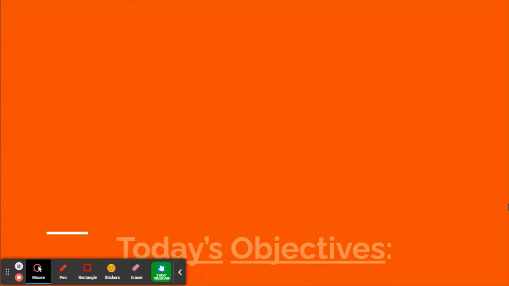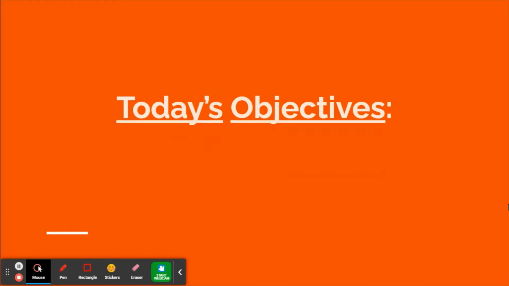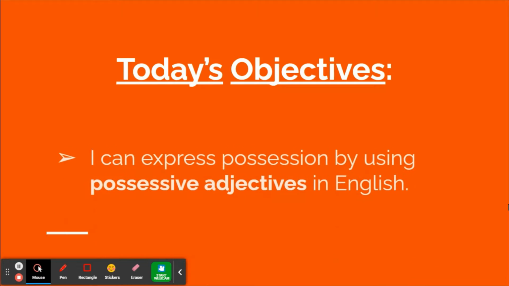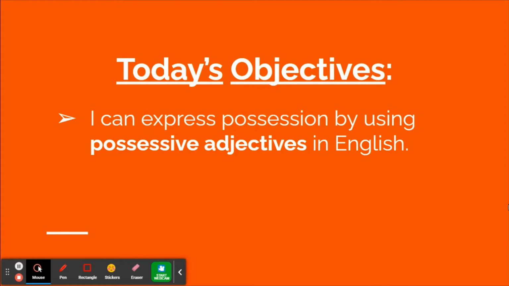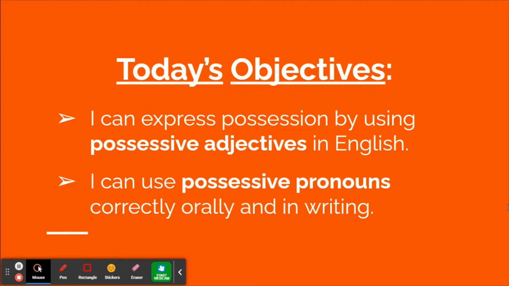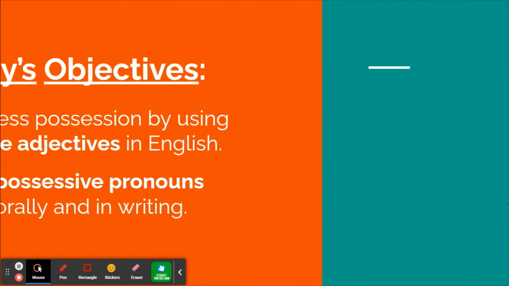Here are our objectives for today. We have two because we have two different topics. I can express possession by using possessive adjectives in English. I can use possessive pronouns correctly, orally, and in writing. And that is also the objective for possessive adjectives, that we can always use them orally and in writing in their correct form. Let's begin with one of them at a time.